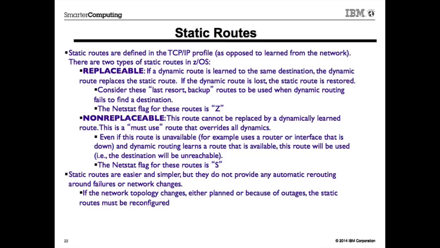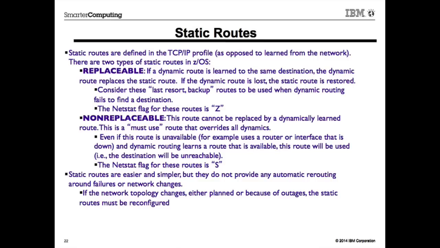There is a replaceable static route, and what that means is if you code a static route and you indicate it's replaceable, then OMPROUTE can still learn a dynamic route from the network and replace that route. Then if the dynamic route disappears or is lost, the replaceable static route is restored. Which means the best way to think about replaceable static routes is they're last resort backup routes to be used when dynamic routing fails to find a destination, because dynamic routing will always override them, but they'll be available if there's no dynamic route.